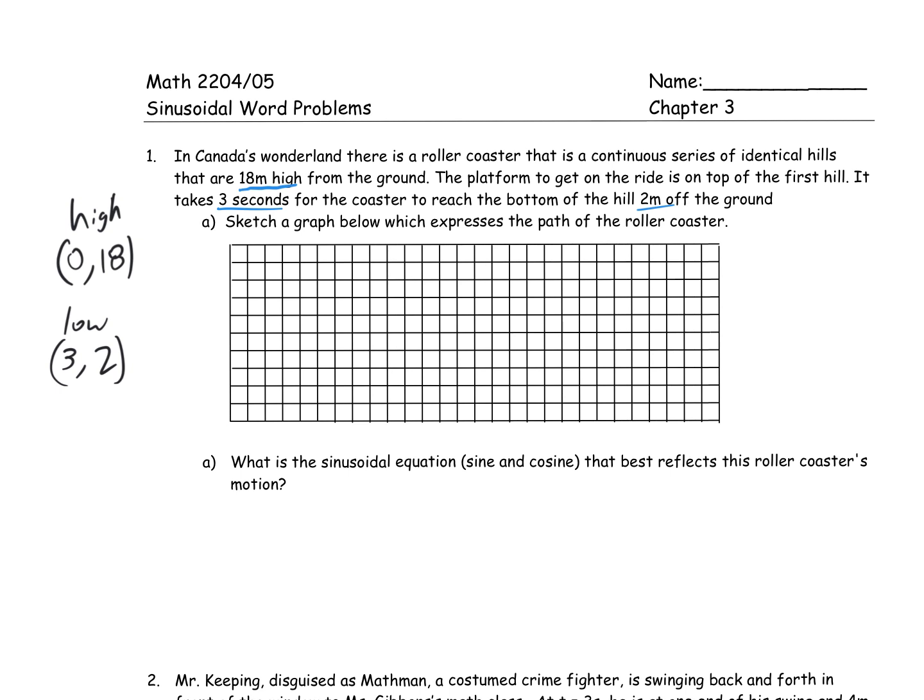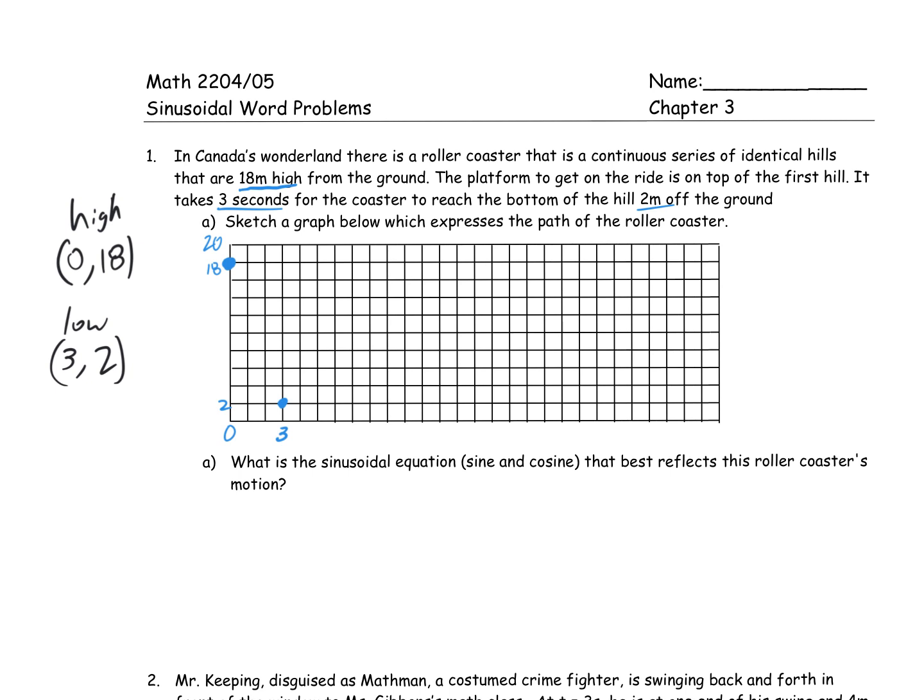So here, I'm going to start from 0. We'll call the top here 20. So (0, 18) is going to be right there. And now if I go 3 seconds along the x-axis, I'm going to be at a height of 2. So this is 18 and this height is 2. So essentially our roller coaster starts up at 18, comes down, and 3 seconds later I'm down at 2.